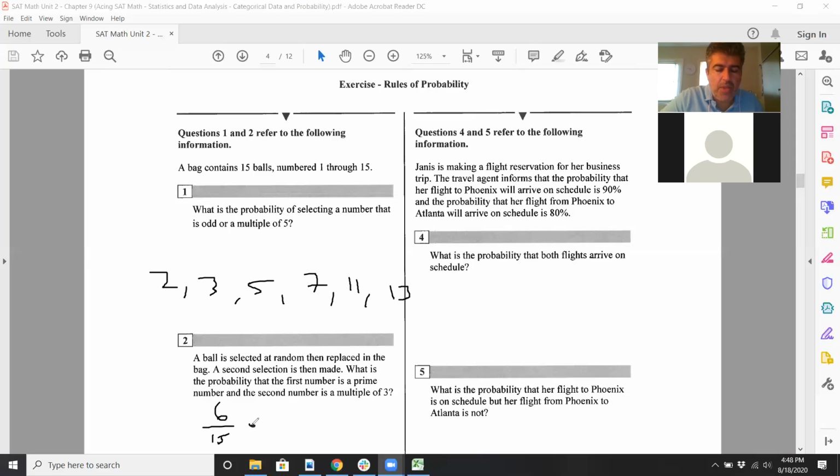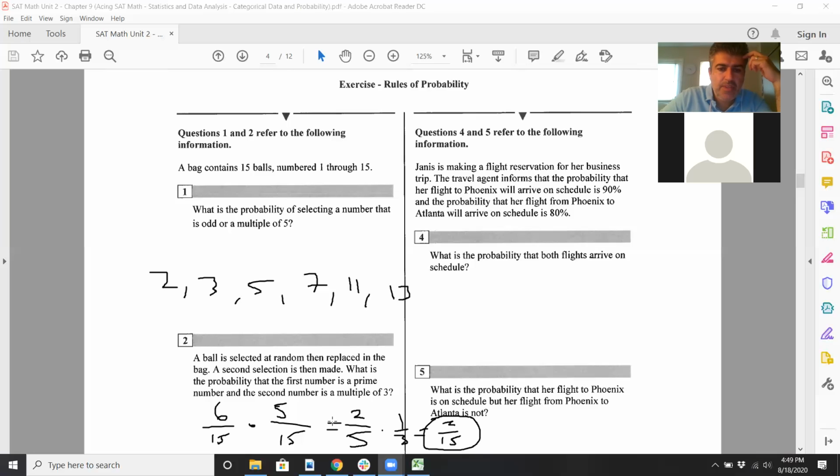Then your second draw, you want a multiple of 3. Well, there are 5 numbers that are multiples of 3 from 1 through 15. So 5 out of 15. That's 2/5 times 1/3 is 2/15. I think I did that right. Yeah. So that'll be your answer for that one.